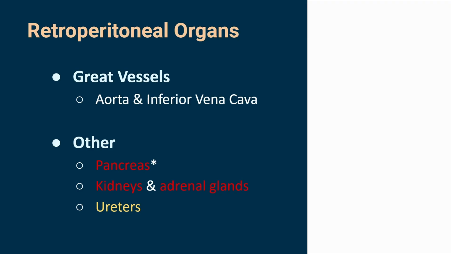In any event, the pancreas is also retroperitoneal, asterisks. The kidneys, and therefore their little winter caps, the adrenal glands that sit just on top of them, those are also retroperitoneal. And so too are big portions of our ureters.